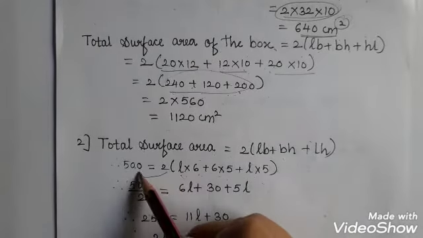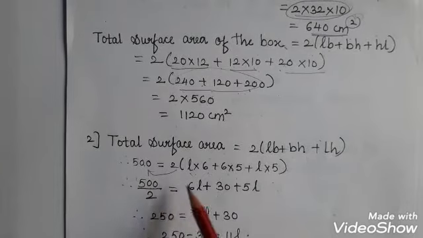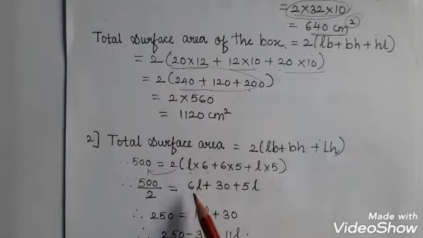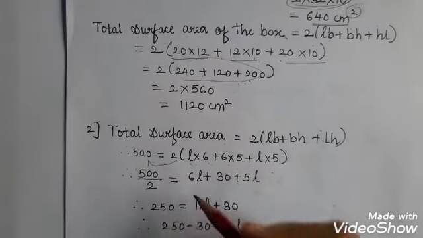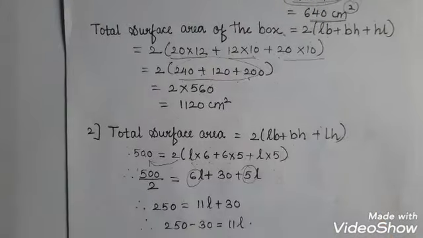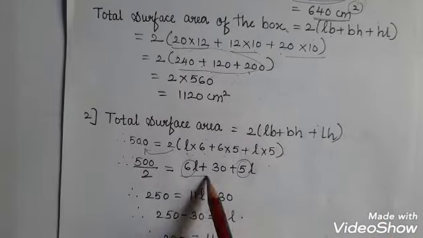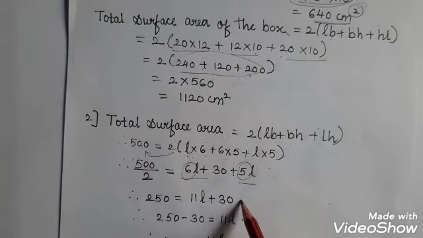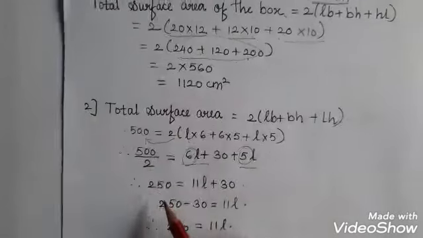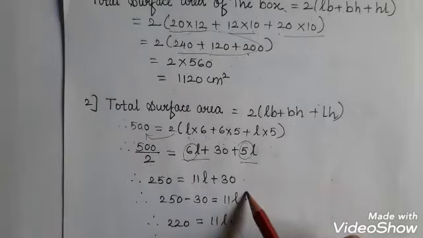Now this 2 I shift on this side. So that becomes 500 upon 2, which is equal to 6 into L is 6L plus 6 5s are 30 plus 5 into L is 5L. So now 6L and 5L both have L as a common term. So they are like terms. So I add 6 plus 5, 11L plus 30, and this 500 upon 2 is 250. So 250 is equal to 11L plus 30.